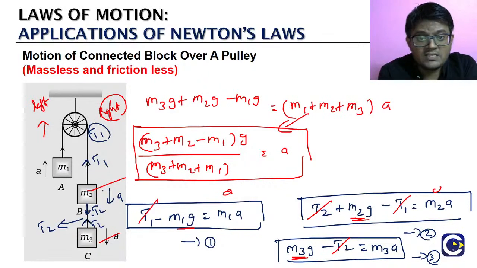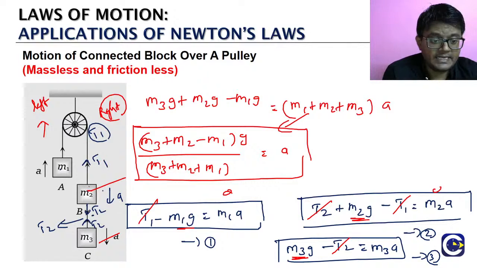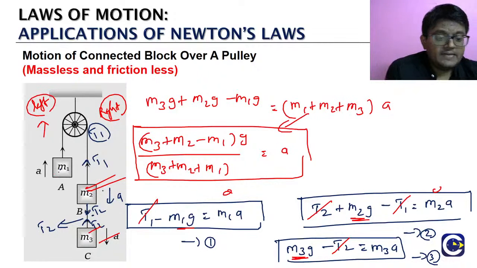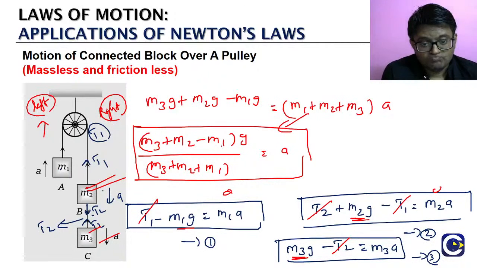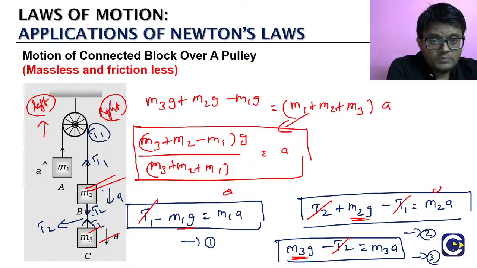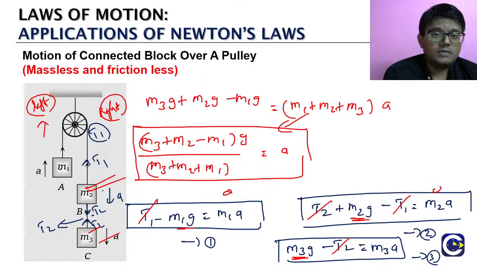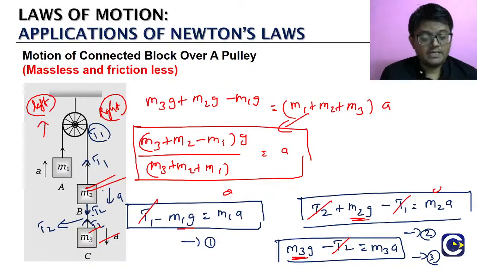ஓகேவா? so right side la enna iruka? What is the mass on the right side of the pulley? m2 அந்த மாதிரி m3. so total m2 plus m3. அதுல இருந்து we are subtracting the left side la இருக்கிற mass, m1. so m2 plus m3 minus m1 into g. Denominator total mass, which is m2 plus m3 plus m1. ஓகேவா? so இப்படி நம்ம ரிமெம்பர் பண்ணலாம் இந்த ரிசல்ட்.